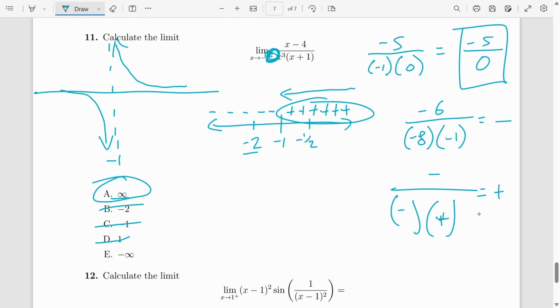So figuring out these problems where you approach from a given side, just remember: if you plug in the value and you get a non-zero number divided by 0, you should probably use this number line trick where you fill out those 2 points on either side. You don't even need to figure out the values, just know their signs, and then you can figure out if the answer is positive or negative infinity.